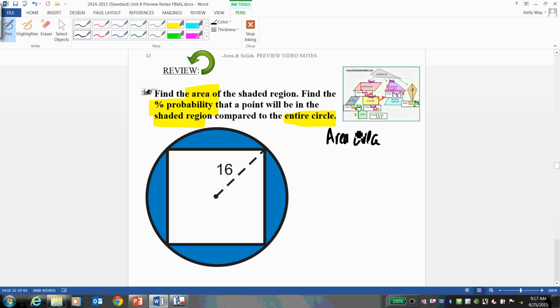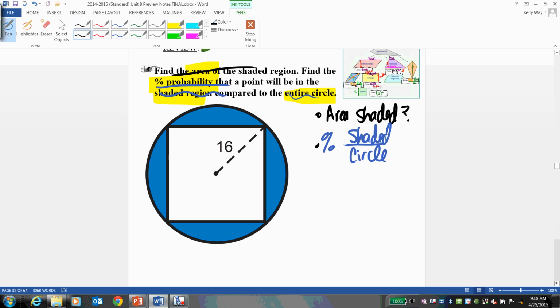As you account for stuff, you write it down and cross it out. So area of the shaded region. Area shaded, that's one thing we need to find. Question mark, cross it out. And you want to find the percent probability of the shaded over the circle area. So we take a look here. We have two things to find. I'm going to do this one with you.